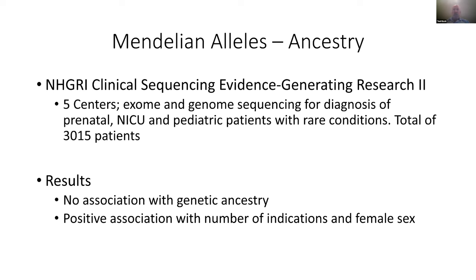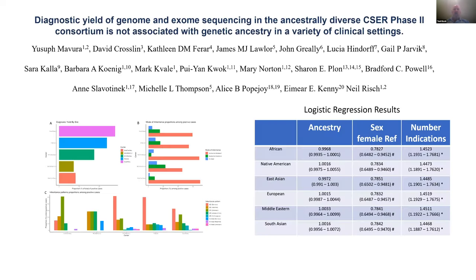The results, actually, I'm going to show you, are there was no association with genetic ancestry in this analysis, but there was a positive association with the number of indications. This is work that was done by my graduate student, Yusuf Mavorit, at UCSF, in collaboration with many folks. But if you look, again, most of the variants discovered here were dominant. Some were inherited, not all de novo, many de novo, but there were recessive and X-linked cases as well.